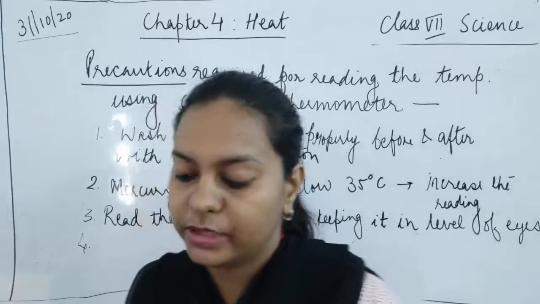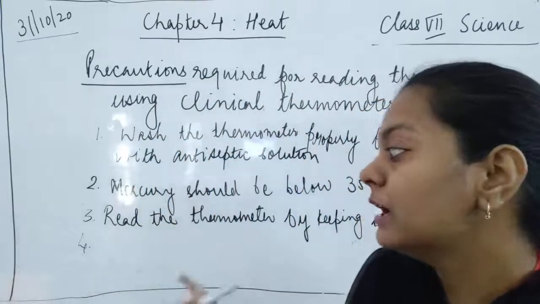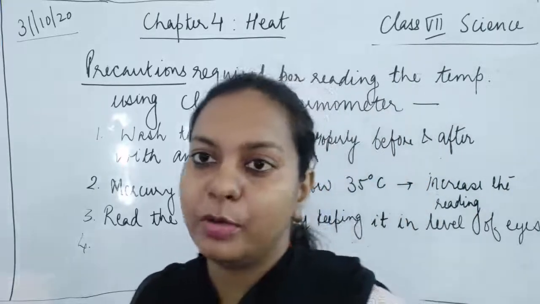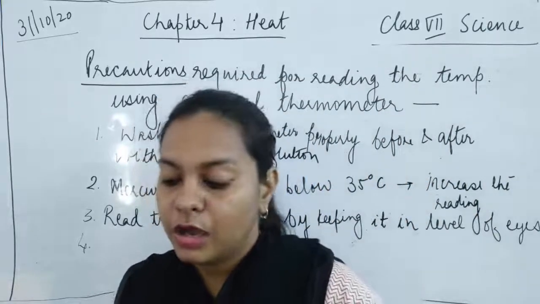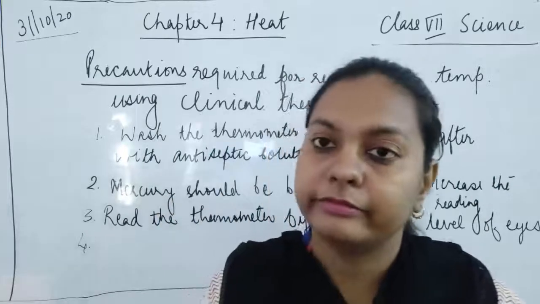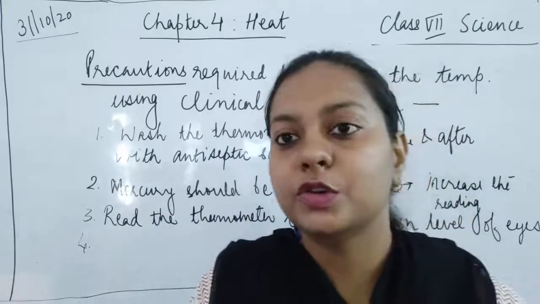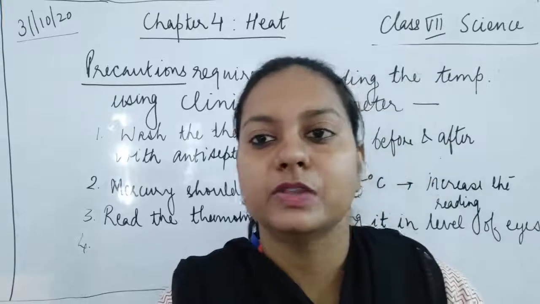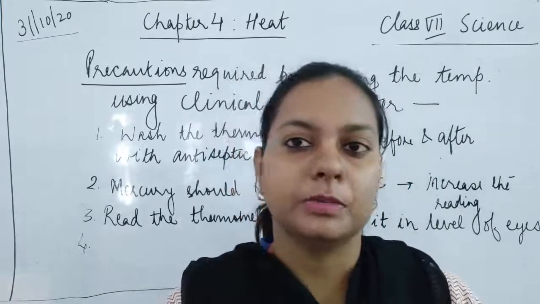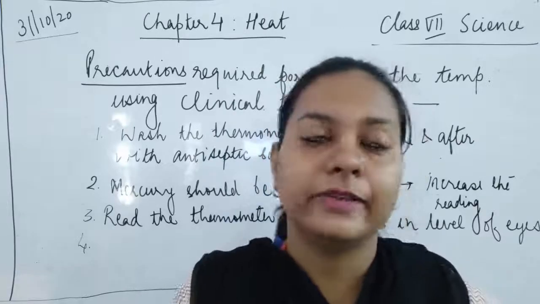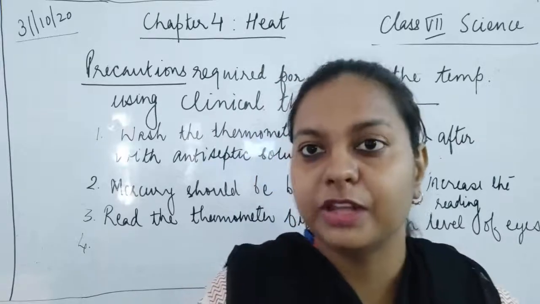Okay, then the last is to handle the thermometer with care, as it is made up of glass. It could be hit and broken. Mercury is also a poisonous metal. If it is consumed by a person, it is going to cause some problem in the body.